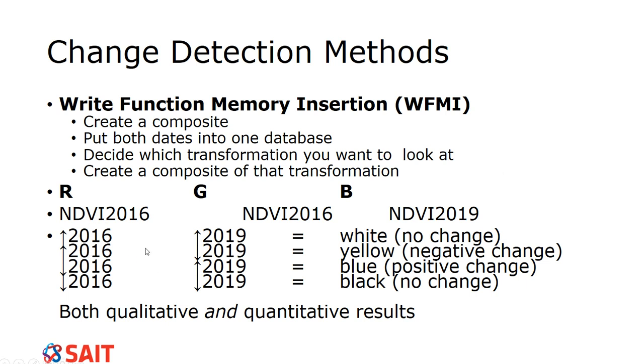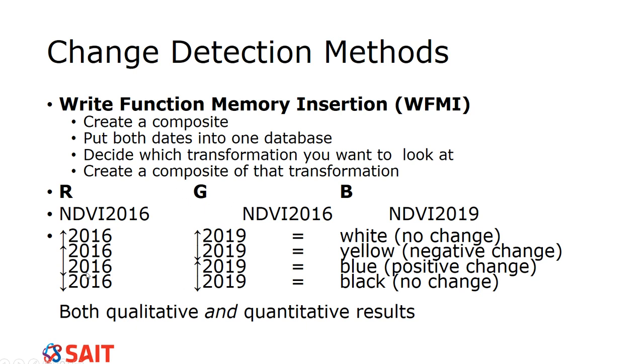So what happens as I make these changes? If I increase the value of 2016 and I increase the value of 2019, I get white. There's no change, because they both increased at the exact same rate, so I get a white pixel. If I increase my 2016 value and decrease my 2019 value, I end up with yellow. You can see how if I put together red and green, I end up with the color yellow. That's why it shows as yellow, because 2016 is higher than 2019.